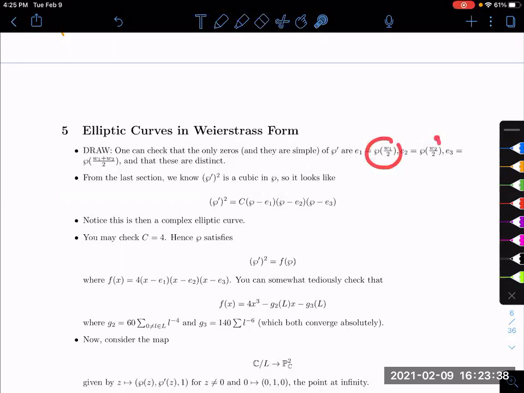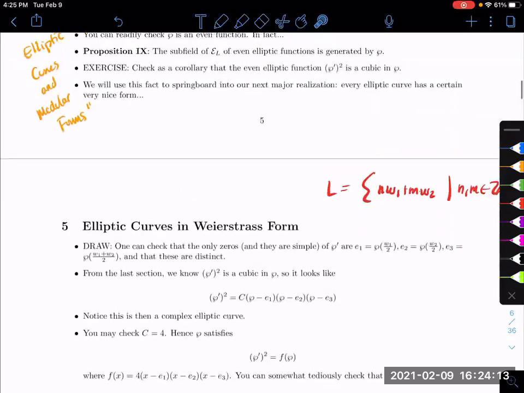And here are the zeros: rho of W1 over 2, rho of W2 over 2, and rho of (W1 plus W2) over 2, where W1 and W2 generate our lattice. They're the vectors in the complex plane that span the lattice. It's not hard to show these are the zeros of phi prime. And it's also not hard to show that they're distinct values, which is going to be important.